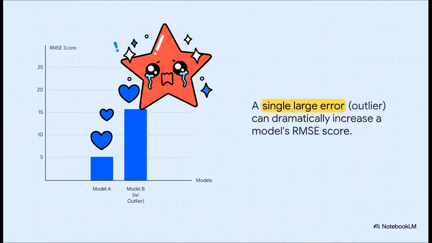So imagine you have two models. They're both pretty good on average, but one of them, just once, makes a prediction that is wildly, disastrously wrong. An outlier. That model's RMSE score is going to shoot through the roof. This is what makes RMSE the perfect metric for situations where large, costly mistakes are just not an option.